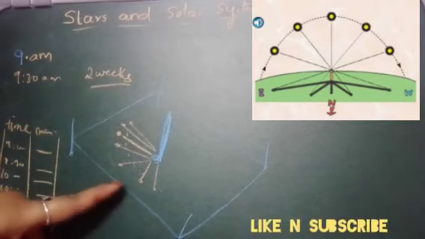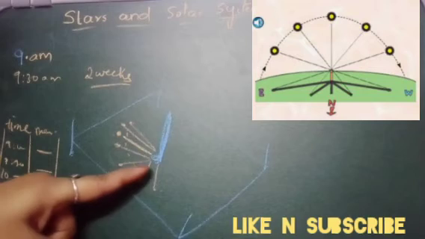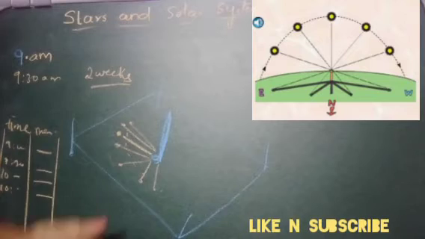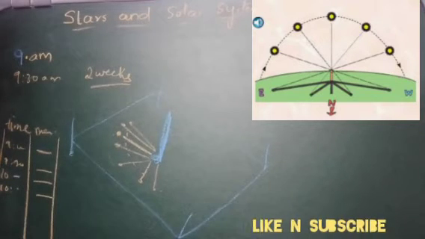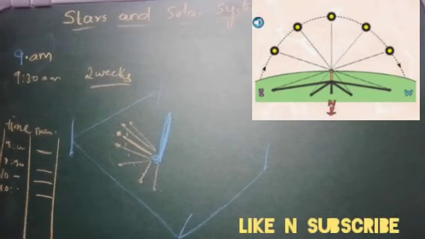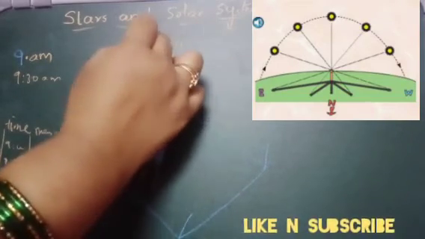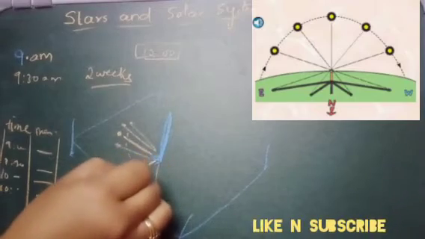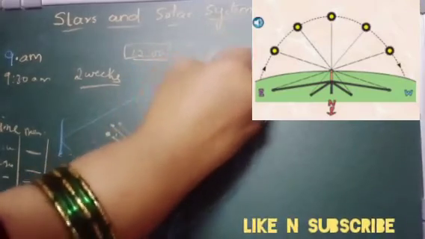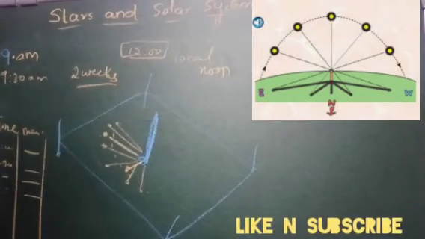Then the shortest shadow cast by the vertical object on the ground always falls in the north-south direction. You can use this fact to locate the direction. The time when the shortest shadow occurs is called the local noon time. That is 12 o'clock. Exactly at 12 o'clock, you can see that there is the shortest shadow, and this is called local noon.